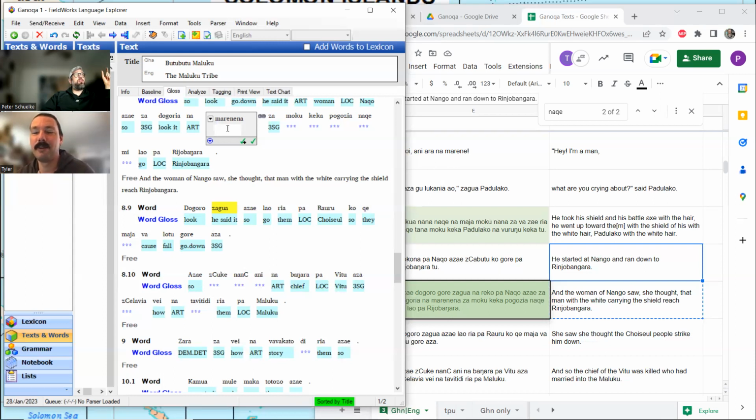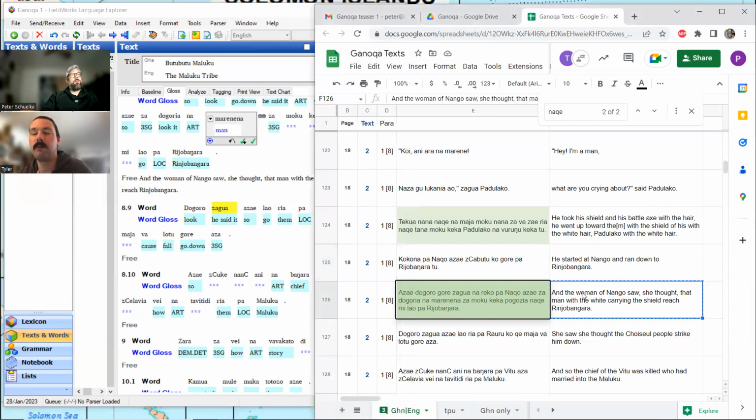Shall we put man back as our gloss for now, or what do you think? Let's put man for that one, yeah. Okay. Well, we don't know for the rest. Right. Nange, shield, I feel the most certain about for all these nouns in this stretch of the text. Okay, so we have one.